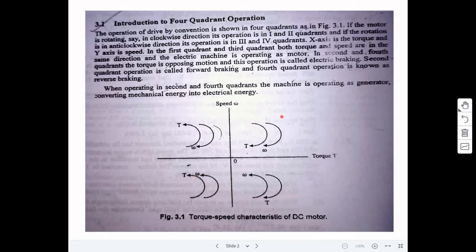Whenever torque and speed are both in the same direction, that is called the motoring mode of operation. Either both are in a positive direction or both are in a negative direction. If both are in the same direction, those quadrants are called motoring mode quadrants. In the two quadrants where speed and torque are in opposite directions, we call them braking modes.